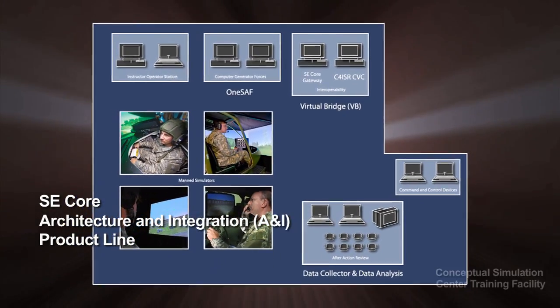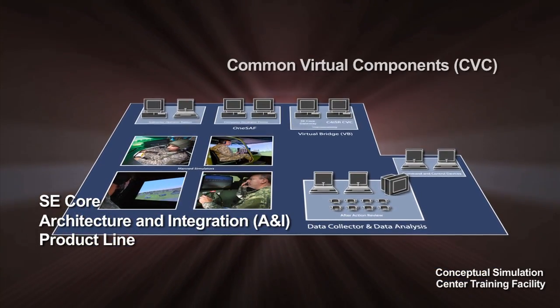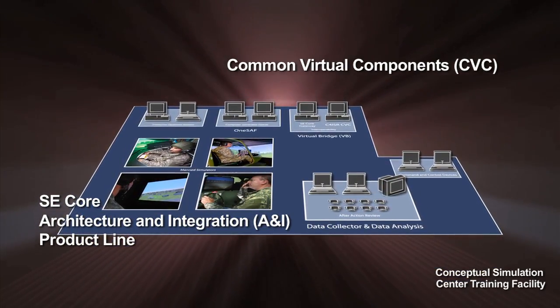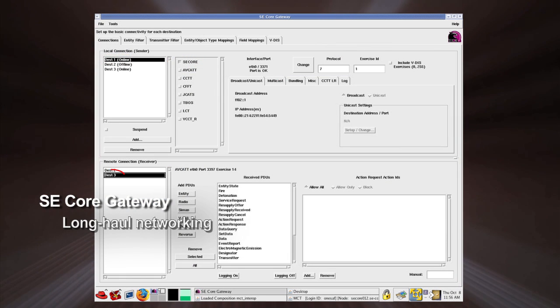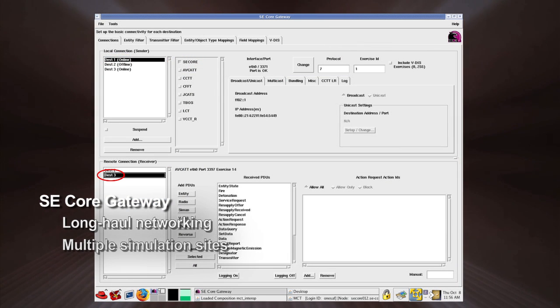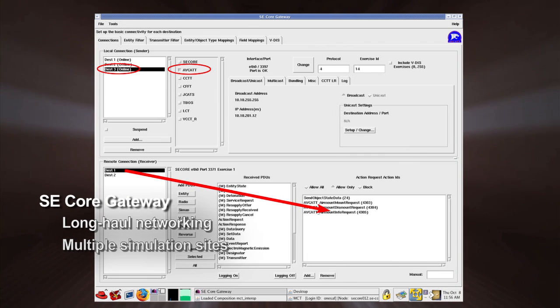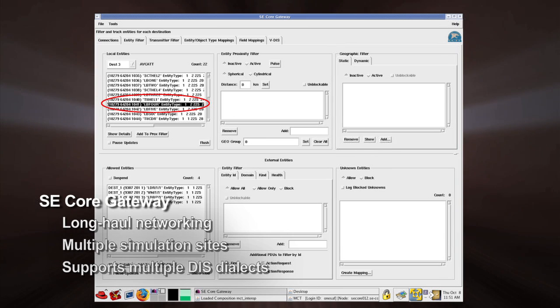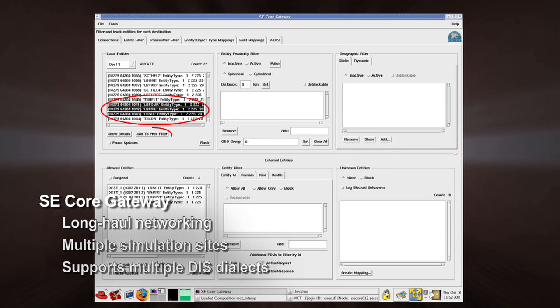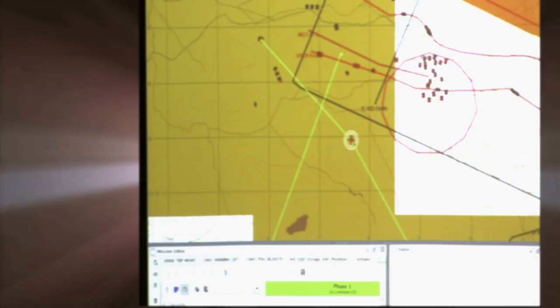The A&I VSA product line architecture provides the foundation for SE Corps Common Virtual Components, or CVCs, that include SE Corps Gateway, providing long-haul networking capability that enables multiple simulation sites to participate in the same exercise. SE Corps Gateway concurrently supports multiple distributed interactive simulation, or DIS dialects, and bridges network interoperability between dissimilar virtual trainers.